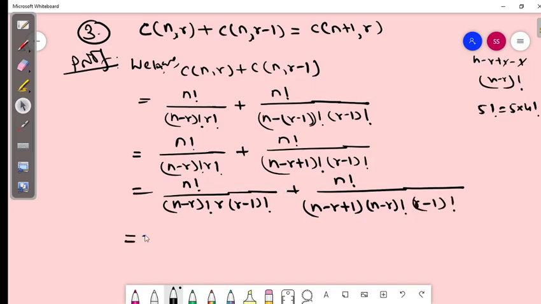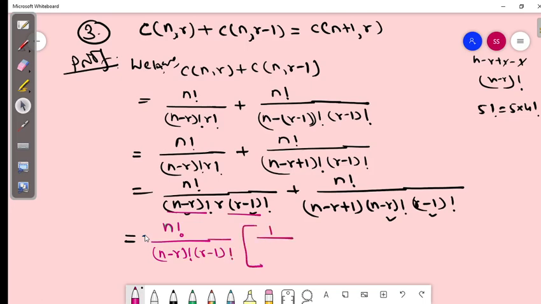After this, what is common in both: n factorial, n minus r factorial, and r minus 1 factorial? This is common. Let me change the color. So n factorial over this is n minus r factorial, and this is r minus 1 factorial. Then here remaining 1 over r, plus here remaining 1 over n minus r plus 1. These terms are remaining in that part.